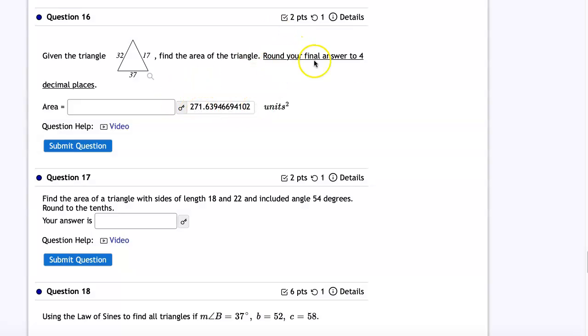Here it says round to 4 decimal places. Sorry, so it would be 271.6395. This 4 rounds up to a 5. So that's question 16 for you.